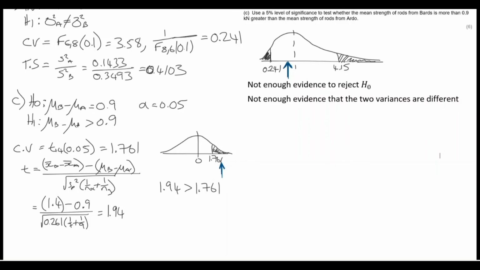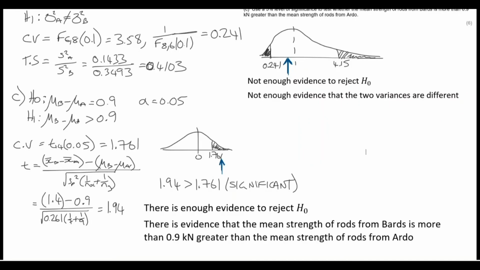We can reject H0. So the 2 conclusions as usual. Firstly, the mathematical conclusion that there is enough evidence to reject H0, and secondly, the contextual conclusion that there is evidence that the mean strength of the rods from Bards is more than the stated 0.9 kilonewtons greater than the mean strength of the rods from Ardo. So if you want to buy some rods, Bards is the place to go.